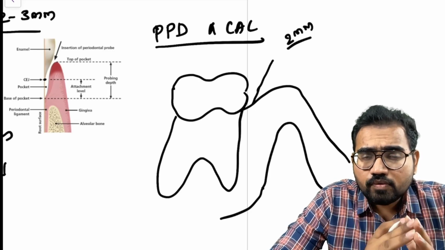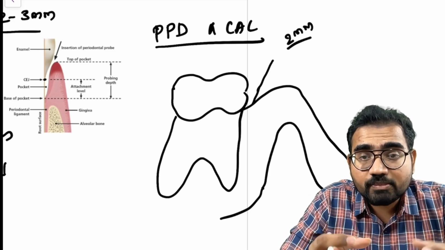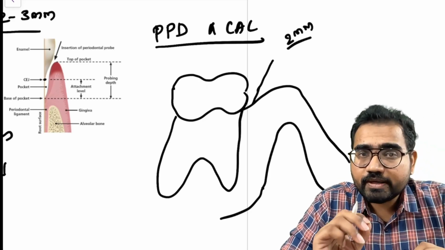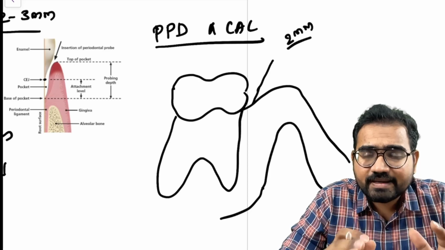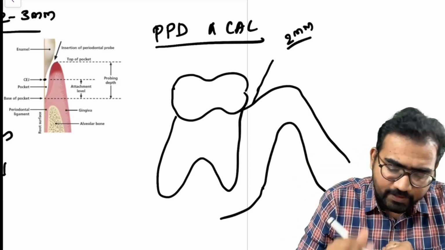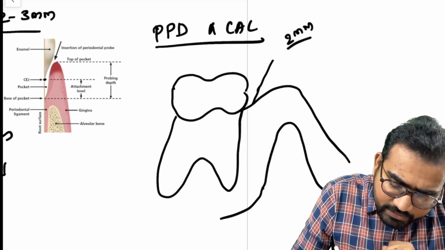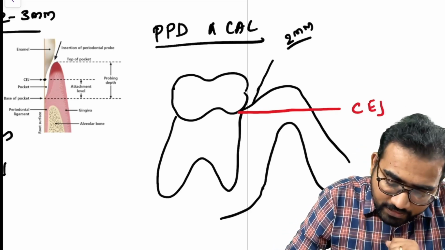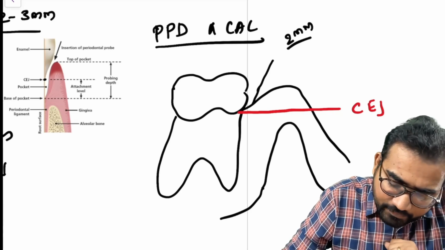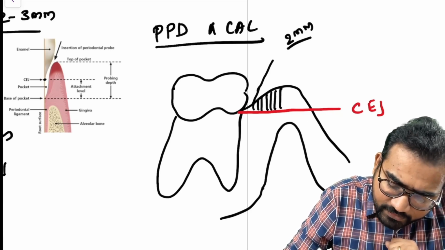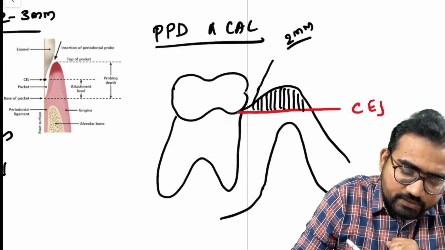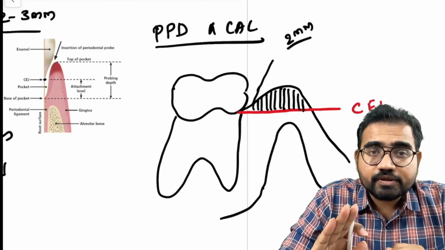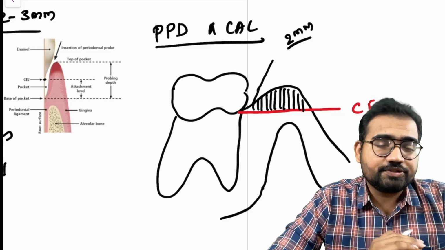Now, how do you assume that this 2 mm is actually normal? I'm going to tell you a very important thing: how the clinical attachment level is calculated. Let us assume this is the cemento-enamel junction, and this portion of gingiva is called the marginal gingiva. Because it is unattached, it forms the sulcus. So the clinical attachment level depends upon the position of the marginal gingiva.